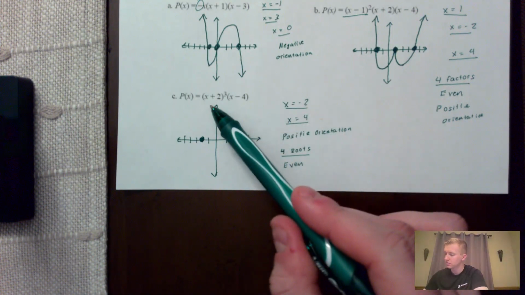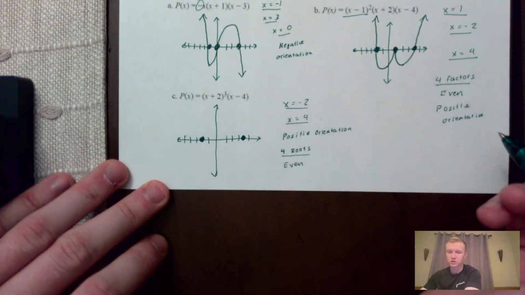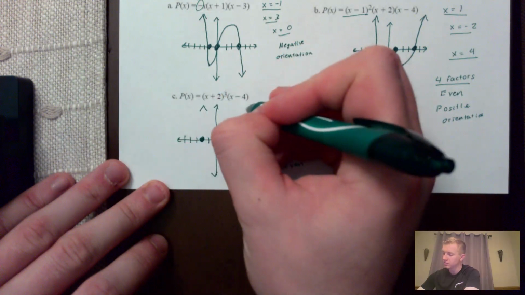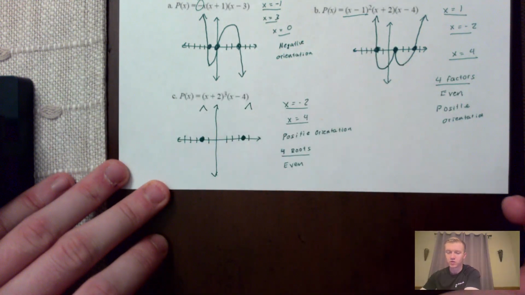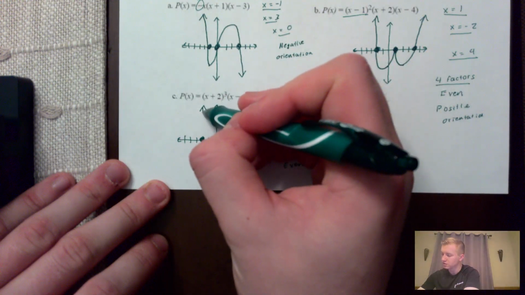And last but not least, we're going to go ahead and draw it in. Since it's an even function, they're going to end on the same side. And they're both going to end up, because again, there's a positive orientation. So the first thing I'm going to do is go down.